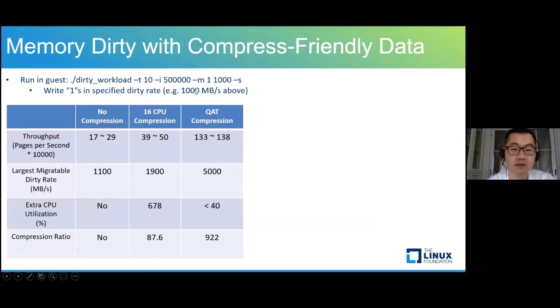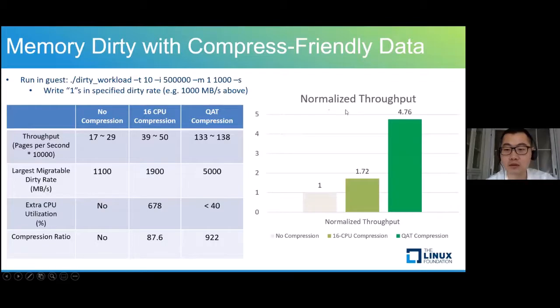So let's have a look at the first test. We run this dirty workload inside of the guest, which writes data to the guest memory at a specified dirty rate. Here, we can set it to write 1,000 megabytes per second. There's something you probably need to understand first. The throughput is the migration throughput, measured by how many pages are transferred from the source to the destination, so the higher, the better. To make the numbers simple, I put the multiplier here. For the non-compression case, it can send 17 multiplied by 10,000 pages per second. For the 16 CPU case, it's more than 2 times larger, and for the QAT case, it's around 5 times larger.